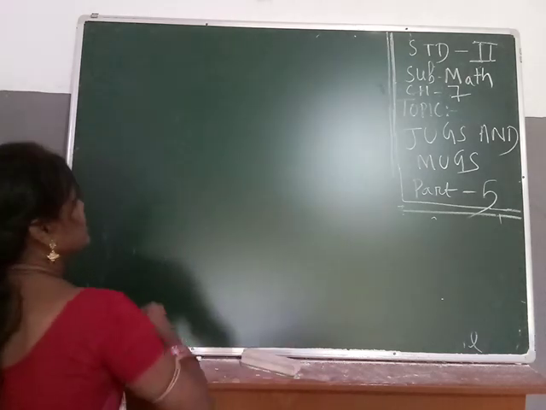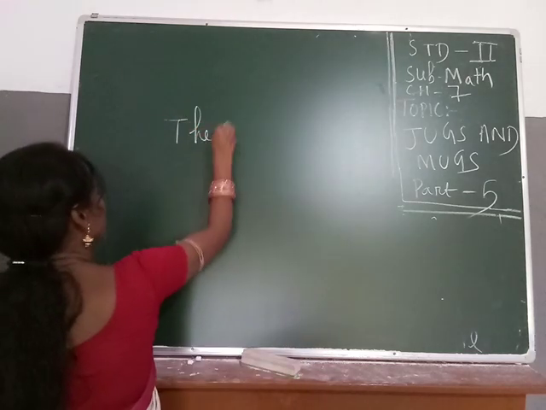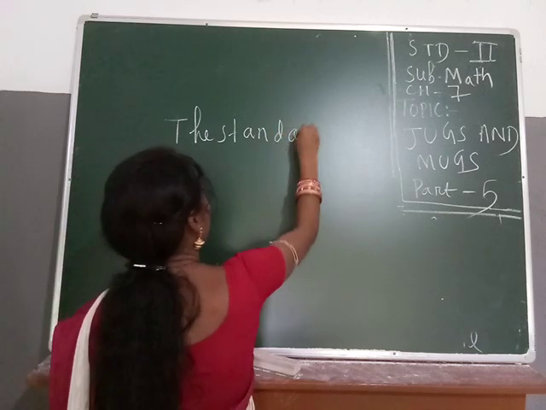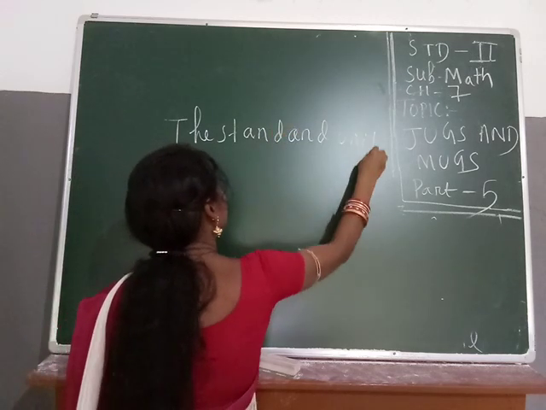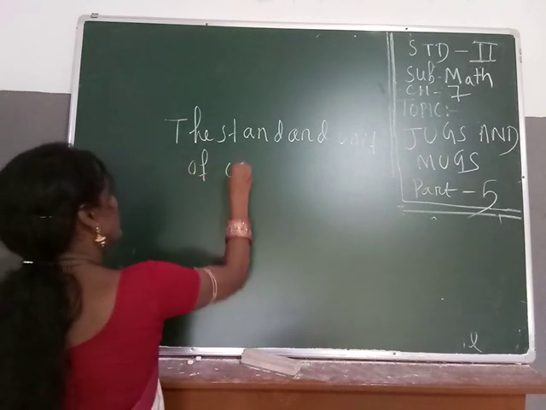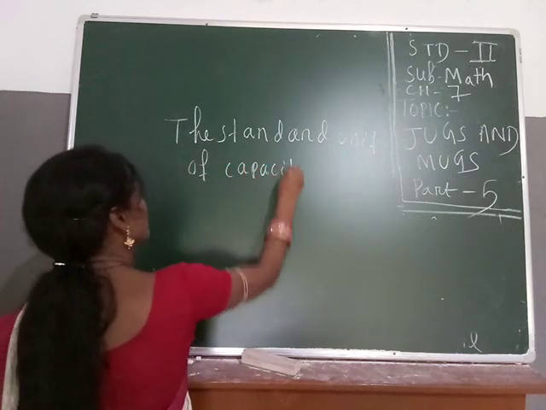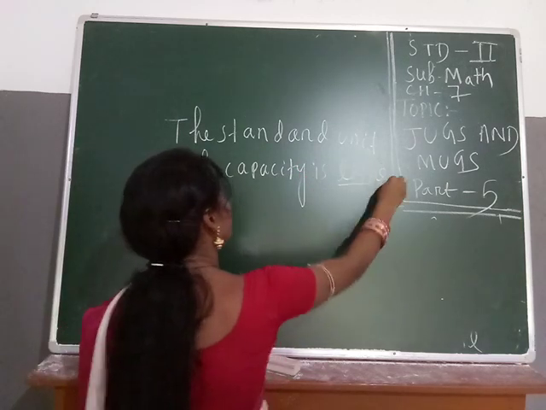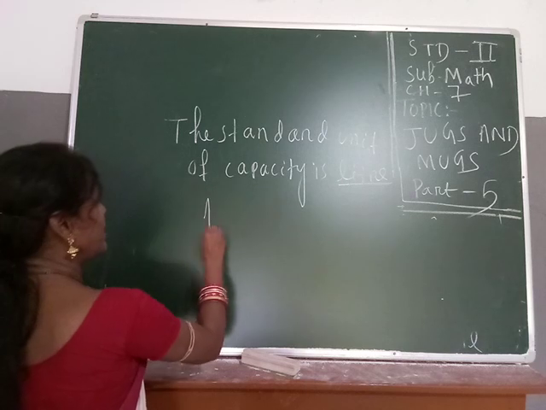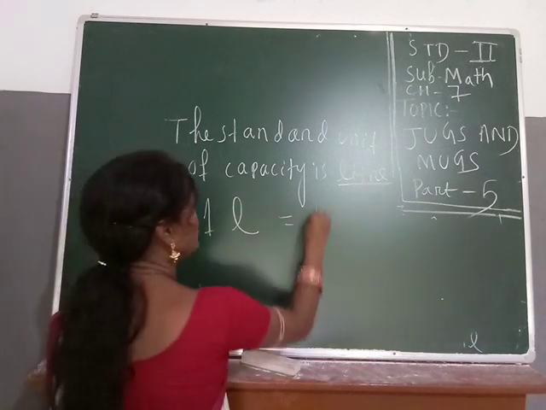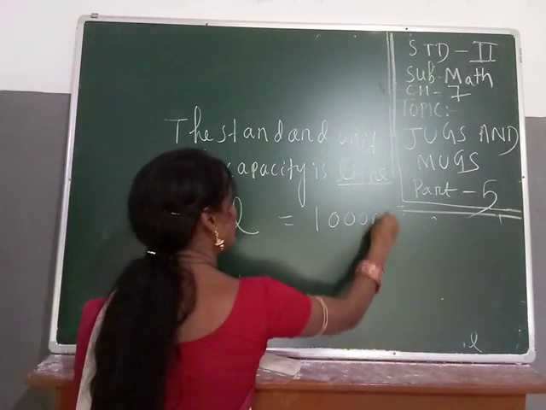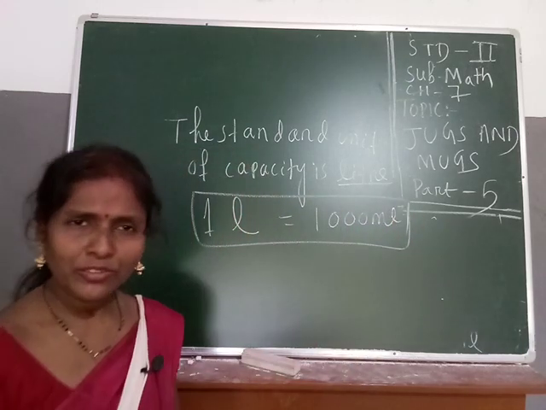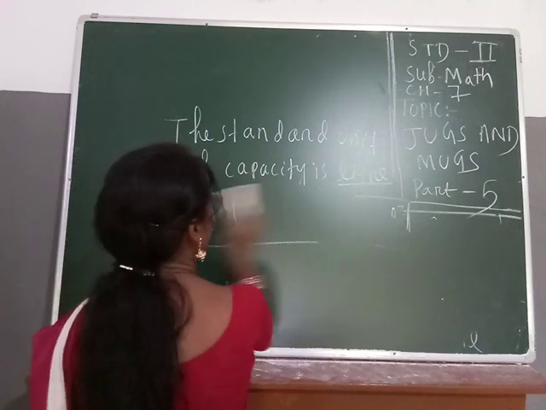Next, the standard unit of capacity is liter. Listen, students. Now another is the relation between liter and milliliter: 1 liter equals 1000 ml. Okay, so now this is complete.